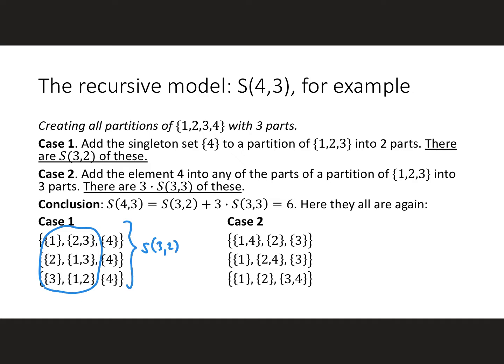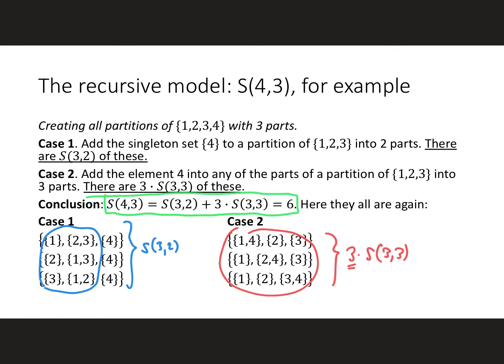Over here, I have 3 times S33. S33 was a partition of 1, 2, 3 into 3 parts, and then I could pick any of those 3 parts to add my new element 4 to. And we know S33 was 1. So the final conclusion is that S43, when I add these cases, is however many partitions I have in S32 plus 3 times the number of partitions in S33. And so in this case, that's 6.